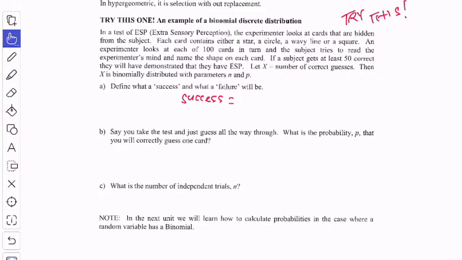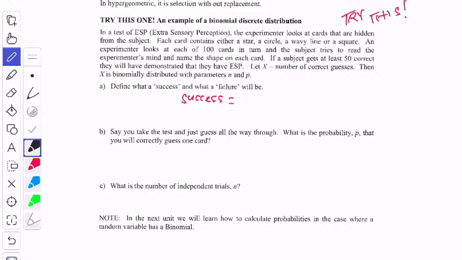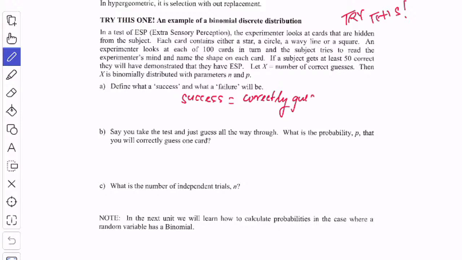Yes, Gerardo, you're right. So success would be correctly identifying the shape on the card. So each time we record if the person, the subject, is correctly guessing the shape on the card.